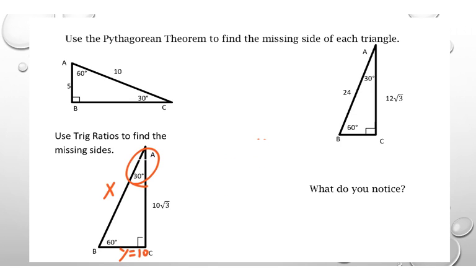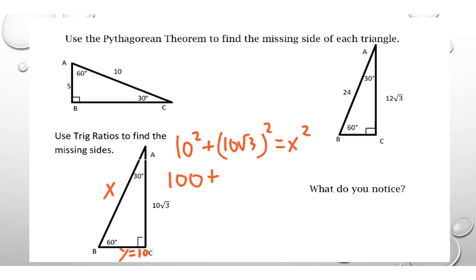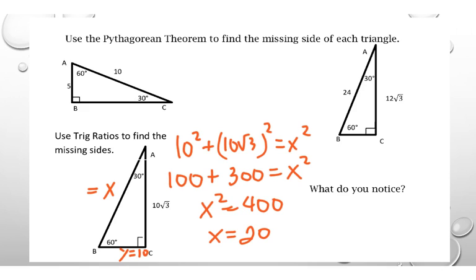We could also use another trig ratio to find x. If it doesn't involve rounding anything, then using the Pythagorean theorem is fine. So I could say 10 squared plus 10 square root 3 squared equals x squared. So that's 100 plus 300 equals x squared. And so x squared equals 400, and x is equal to plus or minus 20, so of course just 20. And so that's one way to do it.